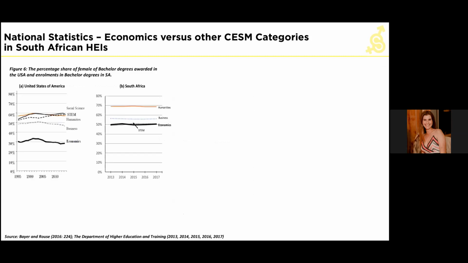Figures 6A and 6B look at bachelor's degrees in the US versus South Africa. It just must be noted that the US figures were using graduates, whereas the South African figures were using enrollments. In which case, since female graduation rates in South Africa are better than males, the female share of degrees awarded may be slightly higher than what is shown here.